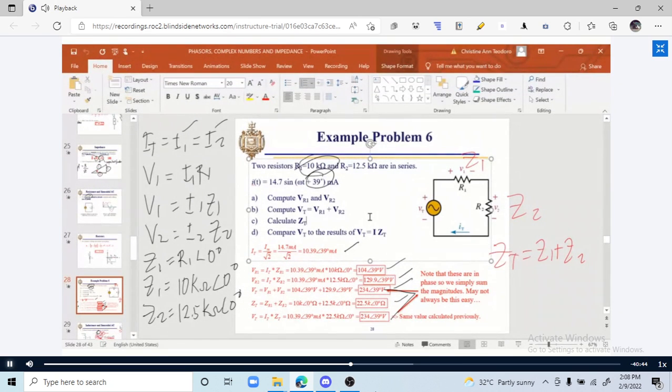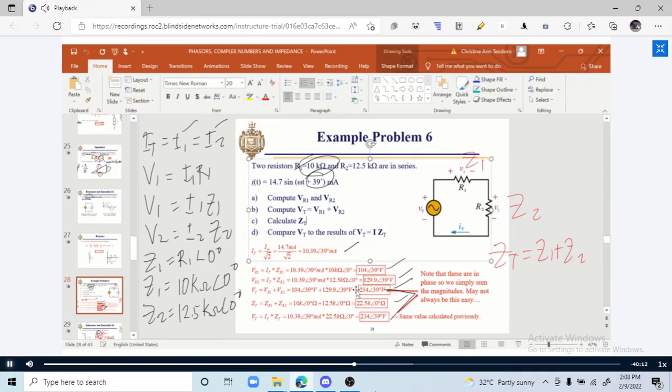Now we can already solve for our total voltage, because our total voltage can be solved by adding VR1 and VR2. Since VR1 is 104 angle 39 degrees volts, we can now add it to VR2, which is 129.9 angle 39 degrees volts. And that would give us 234 angle 39 degrees volts. Correct? So we have already solved A and B.